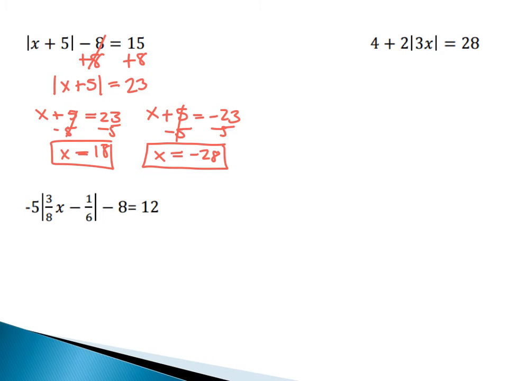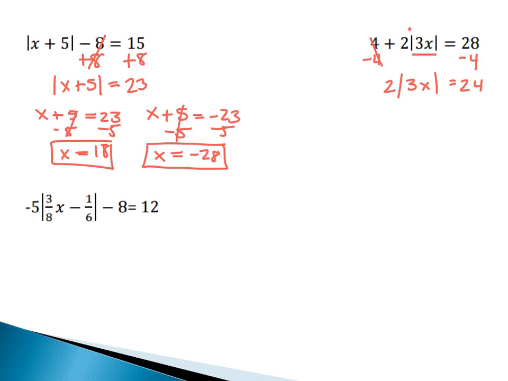Next one, let's go to the right here. I have 4 plus 2 times the absolute value of 3x equals 28. So this one, I am going to isolate the absolute value by moving everything across. So I have 4 plus 2. Remember, when we're writing things next to each other, this means multiplication. So I'm going to subtract 4 from this side, bring it across. That's going to leave me with 2 times the absolute value of 3x equals 28 minus 4 is 24.